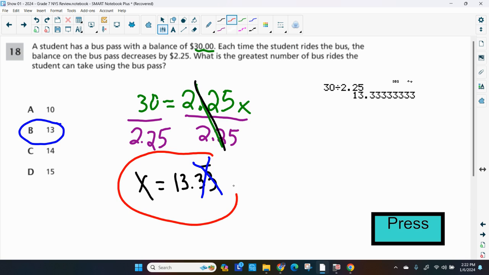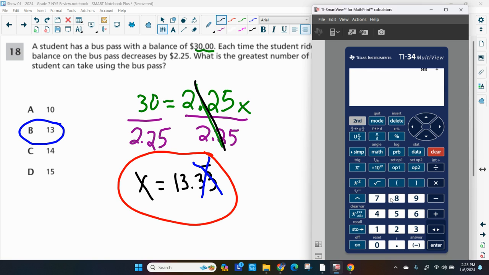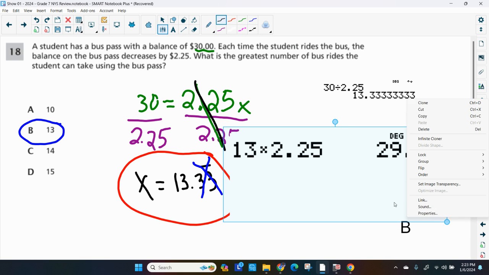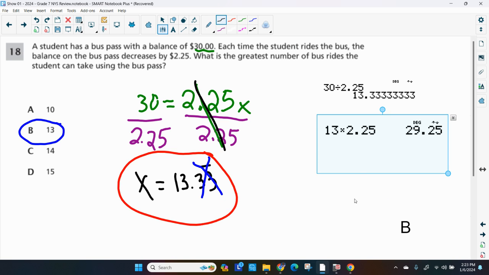is our best answer. And you can even go ahead and multiply like we did, 13 rides times $2.25. That comes up to $29.25. So you could see it for yourself. He would have 75 cents left over. That's why B is the best answer.